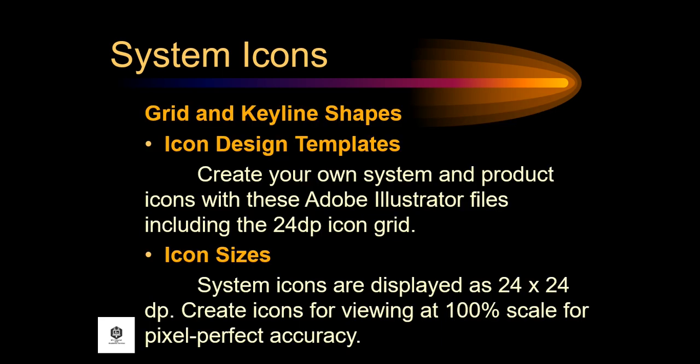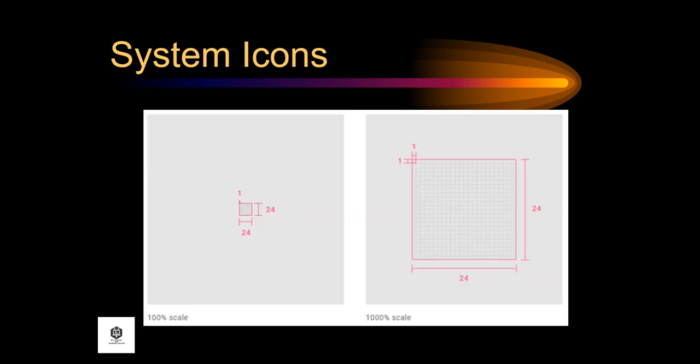For the grid and keyline shapes, in terms of icon design templates, create your own system and product icons with these Adobe Illustrator files, including the 24 dp icon grid. For the icon sizes, system icons are displayed as 24 by 24 dp. Create icons for viewing at 100% scale for pixel-perfect accuracy. So here's the example of 100% scale, then the 1000% scale.